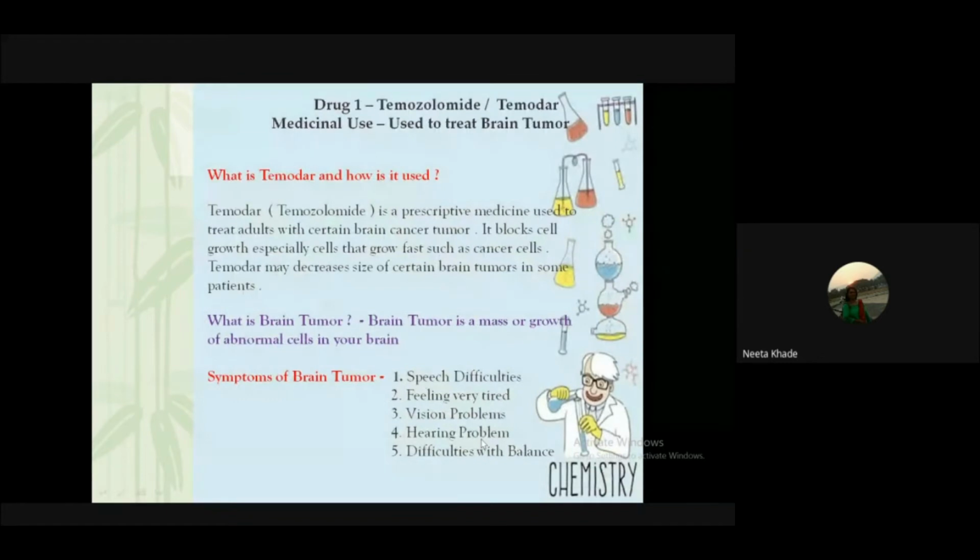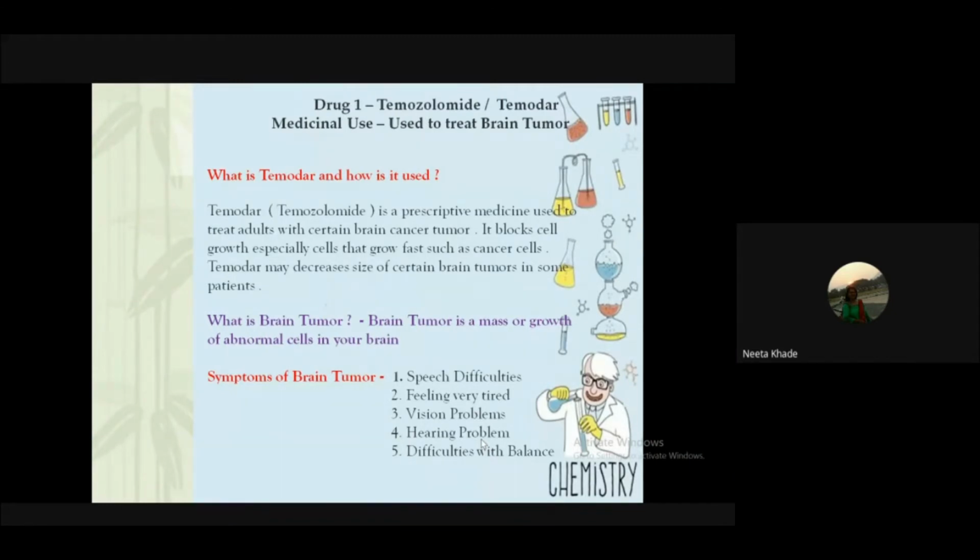Moving towards my first drug, that is temozolomide or Temodar. Temodar is the name of the brand and temozolomide is the name of the drug. Now, what is Temodar and how is it used? Temozolomide is a prescription medicine used to treat adults with certain brain cancer tumors. It helps to block the growth of cells which grow very fast, such as cancer cells, and this drug can also decrease the size of the tumor.